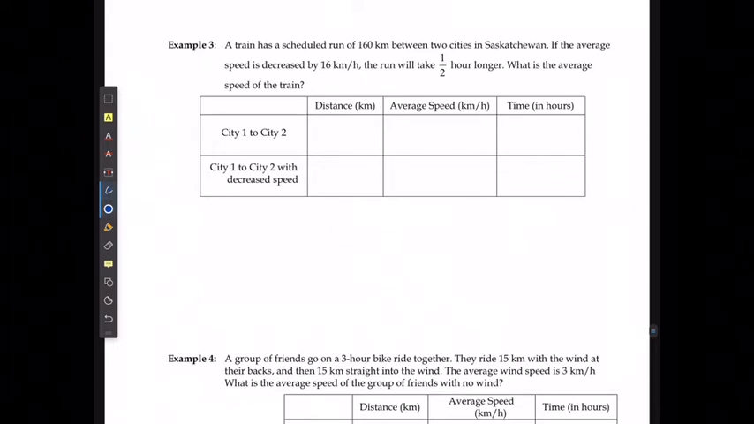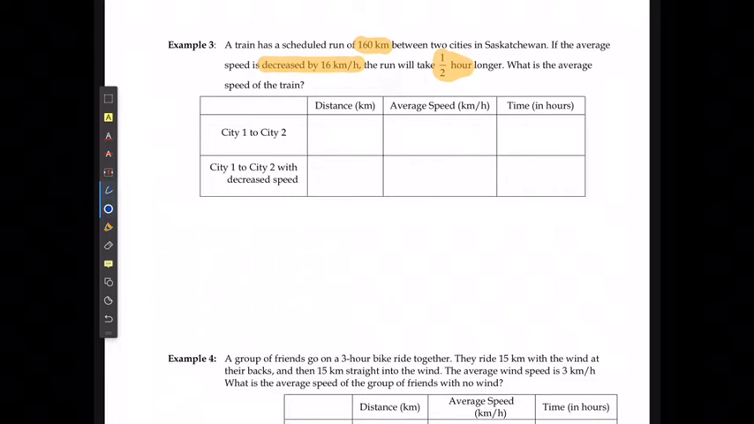For example 3, a train has a scheduled run of 160 kilometers between two cities in Saskatchewan. If the average speed is decreased by 16 kilometers per hour, the run will take half an hour longer. What is the average speed of the train?